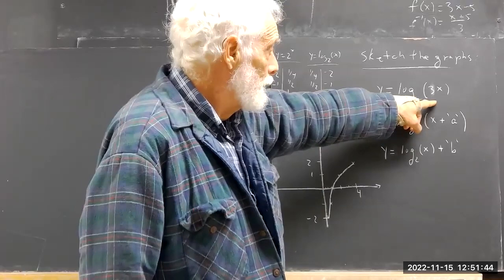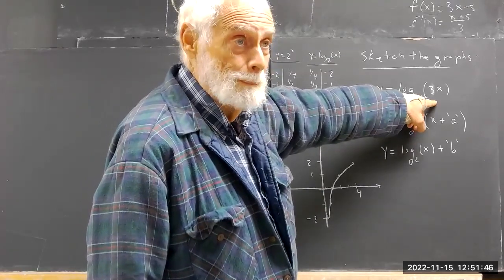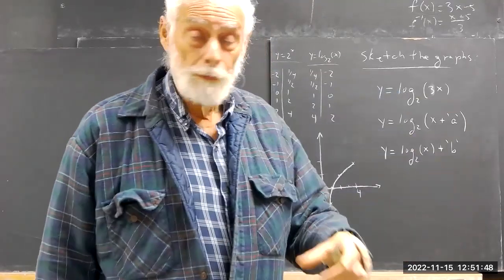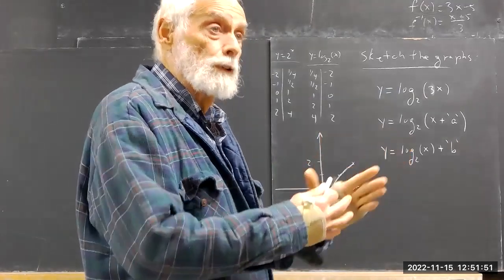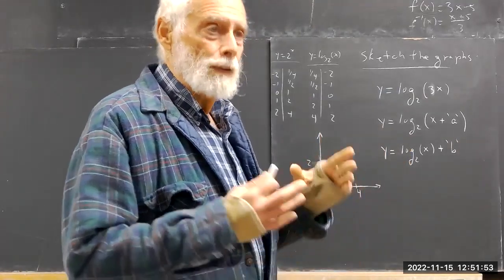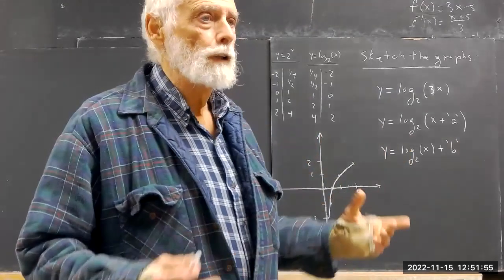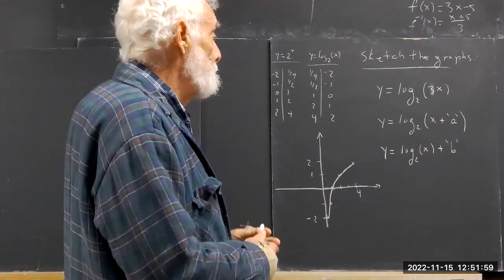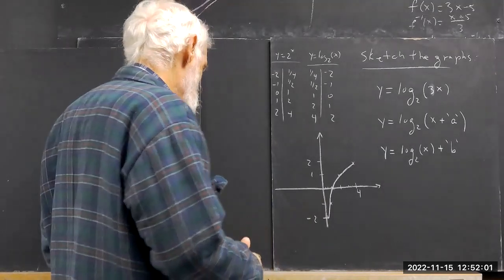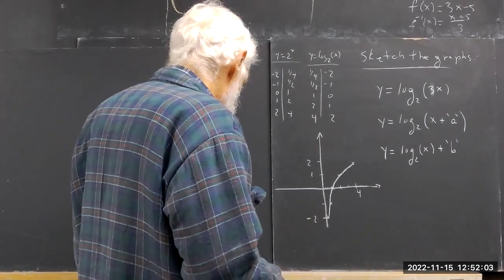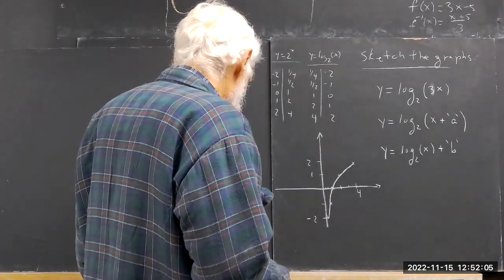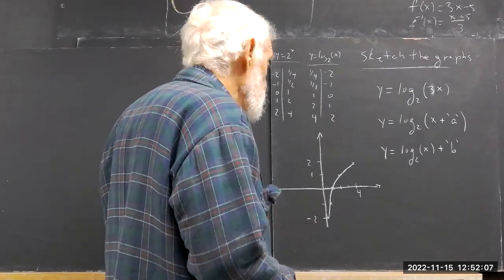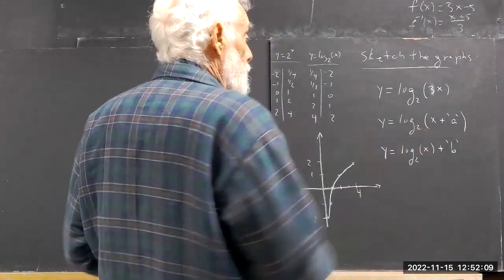So this involves a horizontal compression by a factor of 3. Means all the points move 3 times closer to the y-axis. And that's the transformation we haven't talked a whole lot about. We can follow here. So the second transformation.